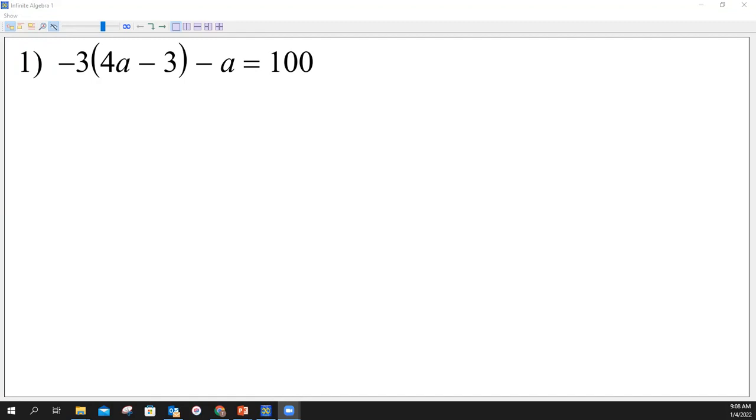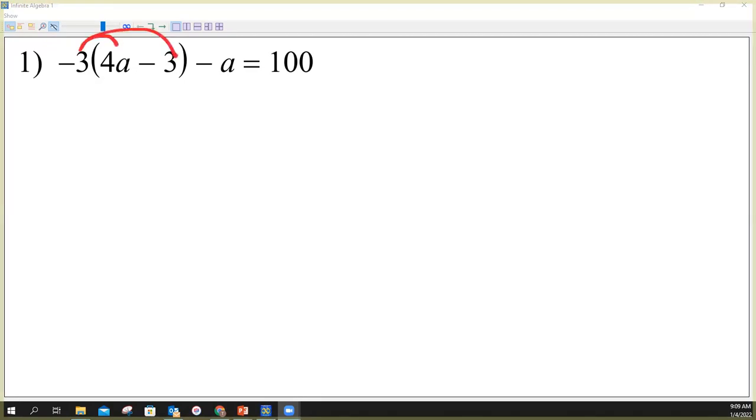We're going to do a really quick review on just some basic algebra skills as we gear up for second semester. So for question number 1, we have to start off by distributing a -3. So we're going to distribute the -3. That would become -12a plus 9 minus a equals 100. So that's your first step, is to distribute.